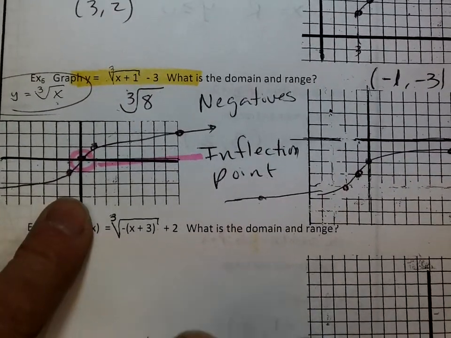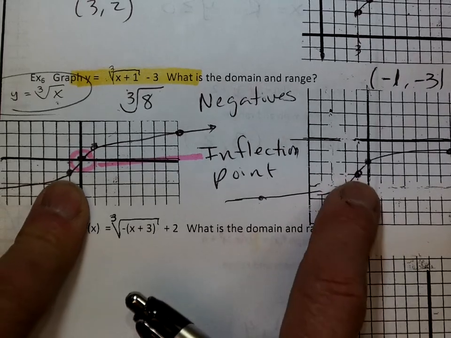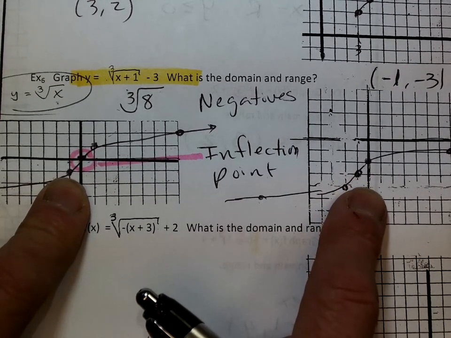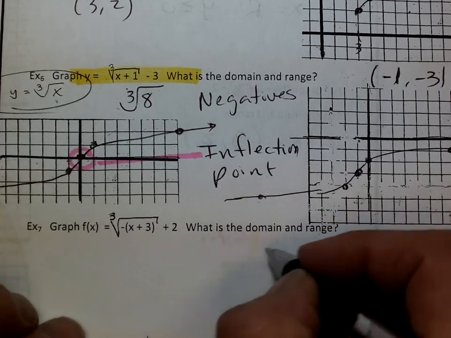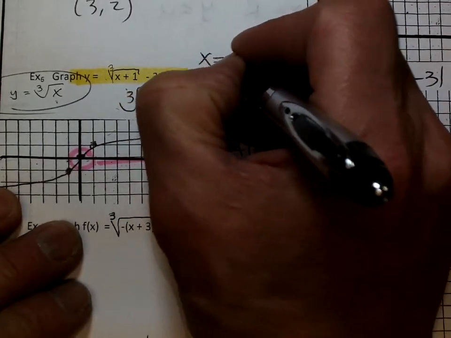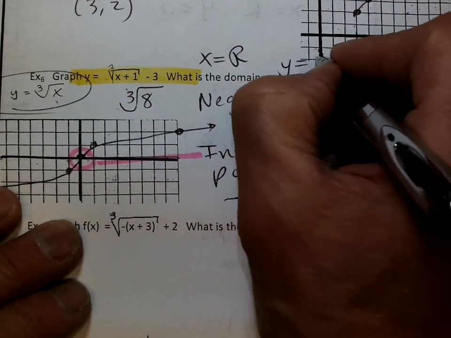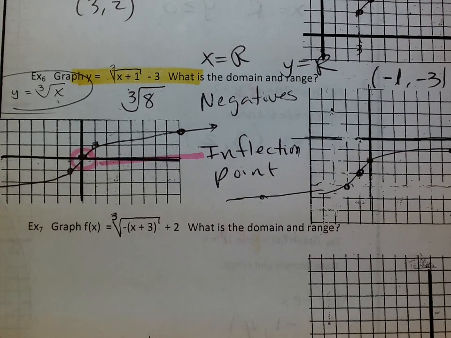So we just translated our parent function to negative 1, negative 3. Domain and range are the same. It's all real numbers. Domain is x equals all real numbers and range is y equals all real numbers. It goes forever in both directions. Does that make sense? It's always going up, even though it's slowly going up, and it's always going down, just very gradually. But it will eventually go all the way down to negative infinity and all the way up to positive infinity, okay?